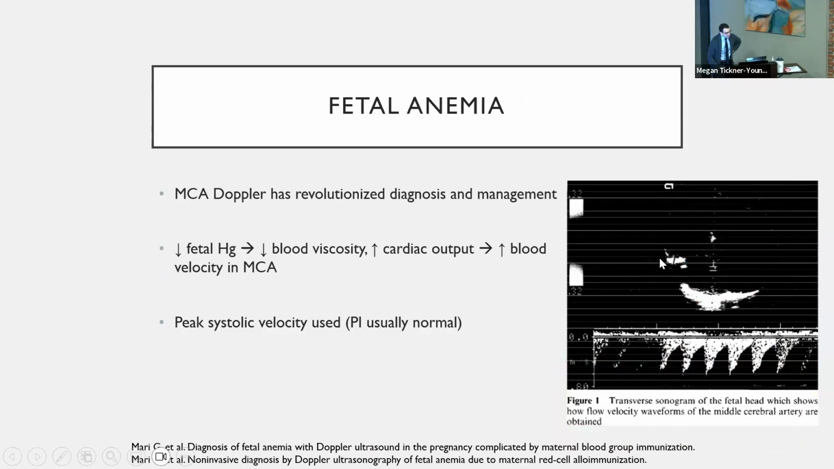Everyone knows about the MCA and its role in fetal anemia. It's revolutionized how we diagnose and manage this. As fetal hemoglobin falls, blood viscosity decreases, cardiac output increases, and the blood velocity increases in the MCA. For anemia, the peak systolic velocity in the MCA is used.